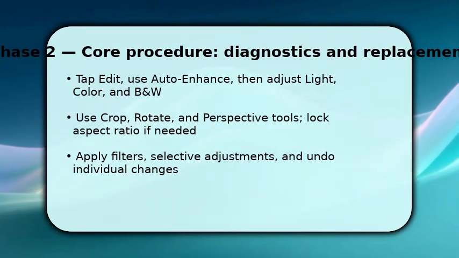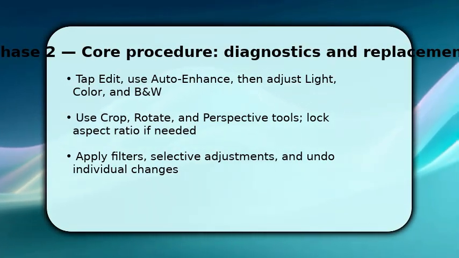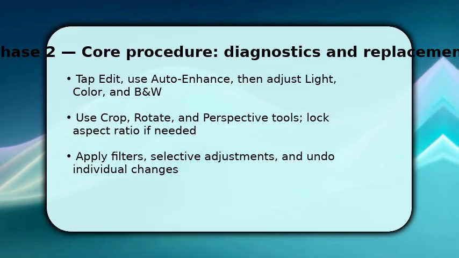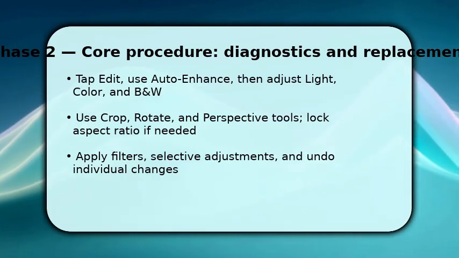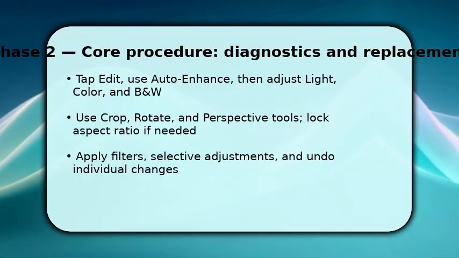Auto Enhance is a fast starting point, but make manual tweaks to light, color, and black and white for control. Then use Crop and Rotate. If you need a specific frame, lock the aspect ratio to maintain composition.